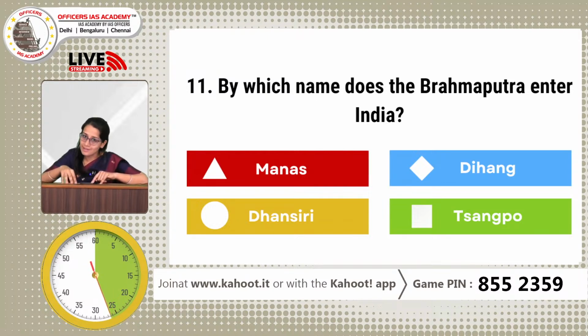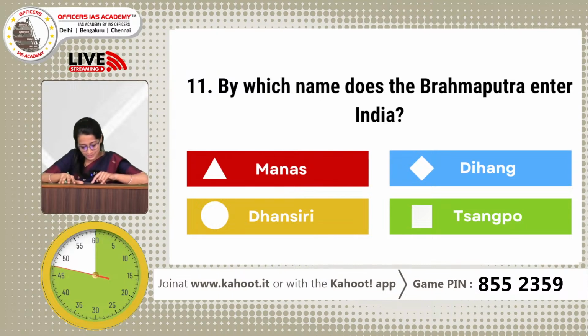So before it enters India from another country, it has another name in that region. So we want to know by which name does it enter India. We do not want to know the name by which Brahmaputra originates, but we want to know once it enters India, what is the name of the river.